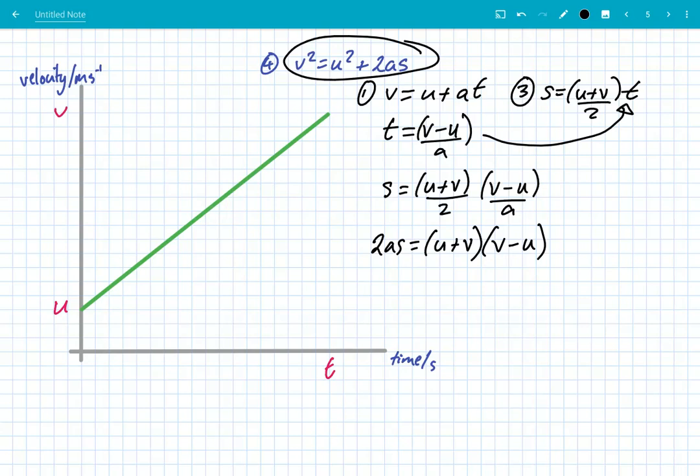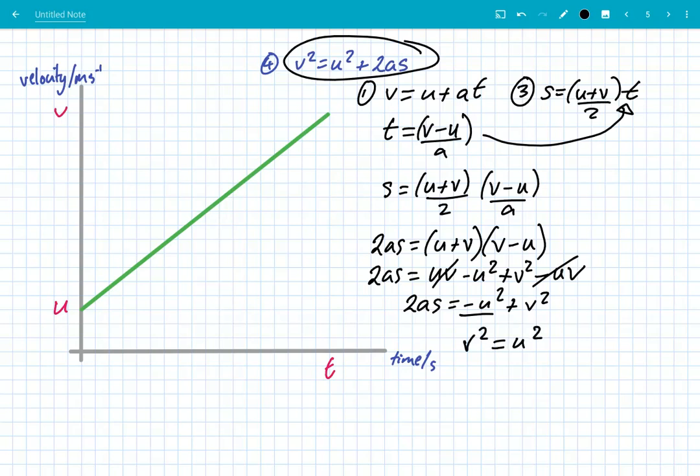Now all that's left to do is to expand these brackets out, to multiply them out. So I get 2as is equal to uv minus u squared plus v squared minus uv. The plus uv and the minus uv cancel each other out. So we get 2as is equal to minus u squared plus v squared. And if I just want to get rid of this minus u squared here, I can take it over to the other side and I get v squared is equal to u squared plus 2as. And there's our fourth equation of motion.